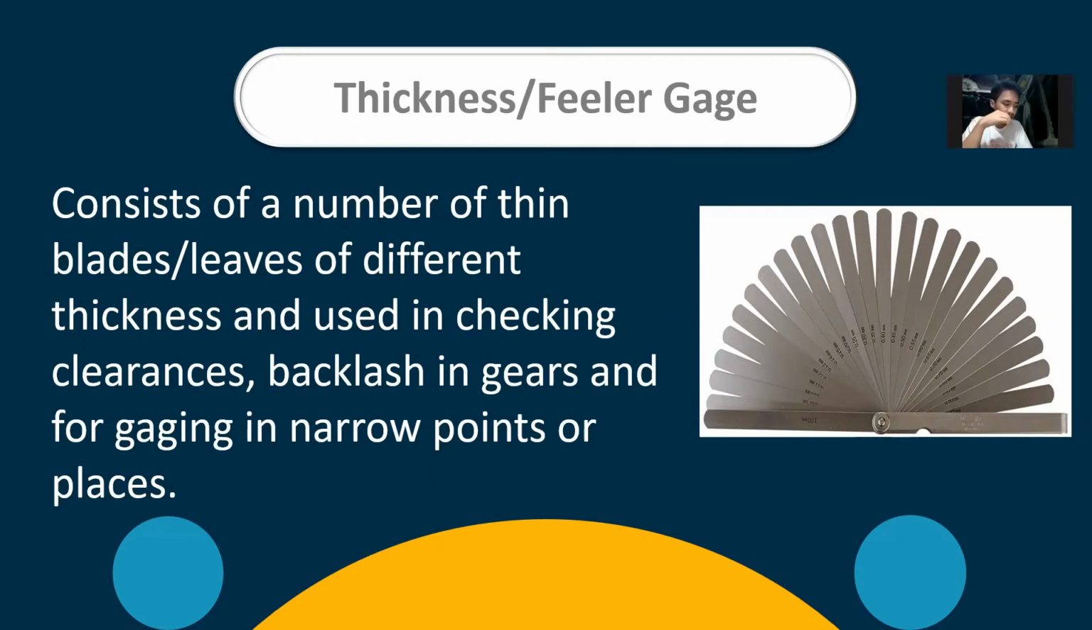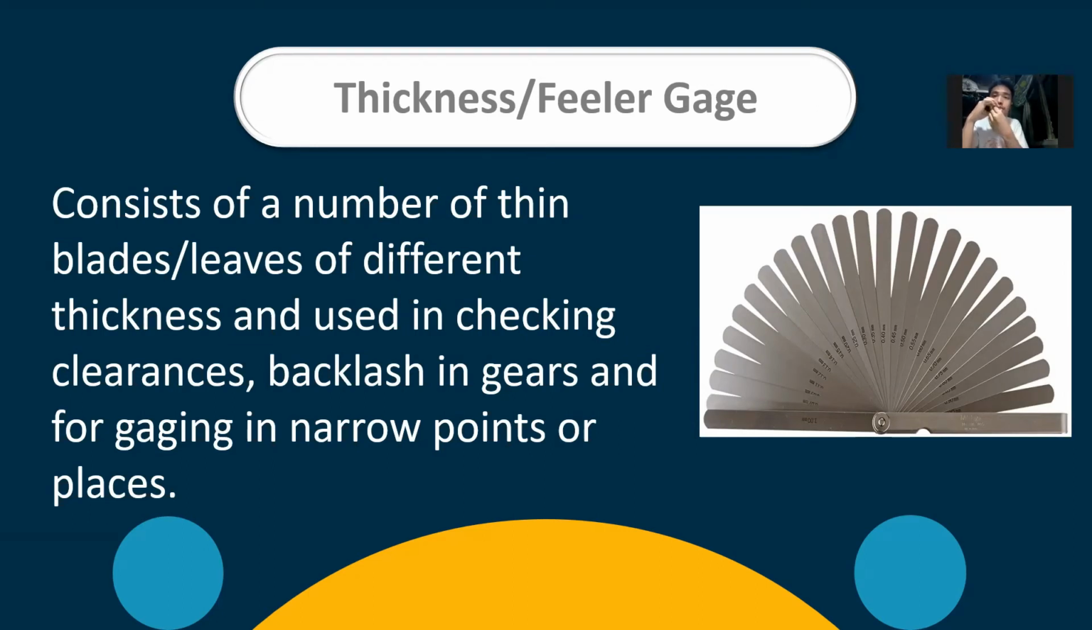Lastly, for the special type is the thickness or feeler gauge, which consists of a number of thin blades of different thickness and used in checking clearances, backlash in gears, and for gauging in narrow points or places. So ito naman, ginagamit siya. Yung gamit niya is parang gumagamit ka ng kutsilyo. Ito yung nag-gauge sa distances ng dalawang objects.